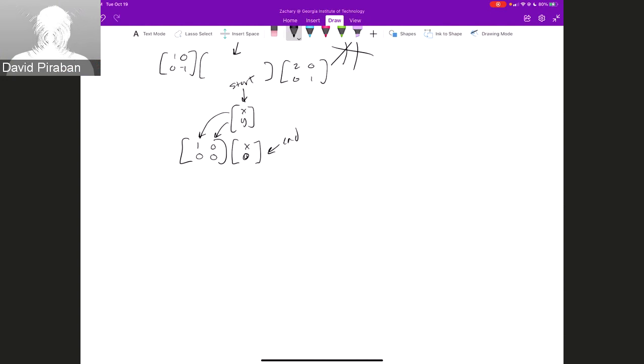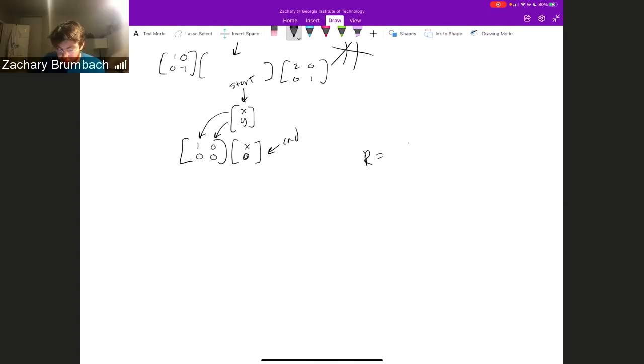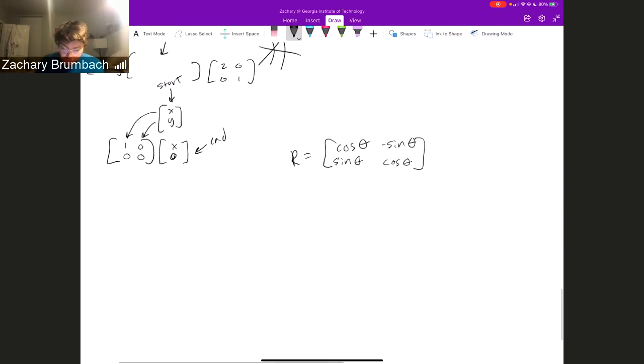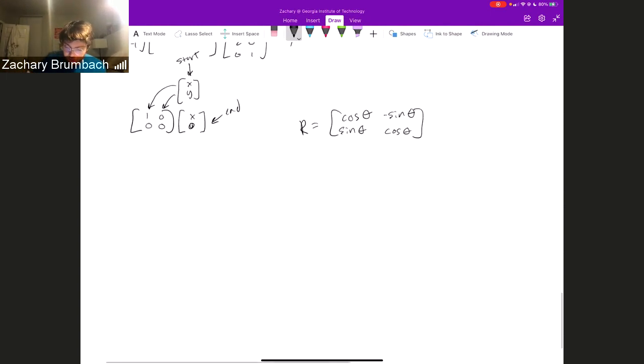And then rotating 90 degrees. The thing to know is your rotation matrix: cosine of theta, negative sine of theta, sine of theta, cosine of theta. However, the important thing to remember is that this is pre-calc angle stuff. We measure our angle going this way on a unit circle, so counterclockwise is positive, clockwise is negative.